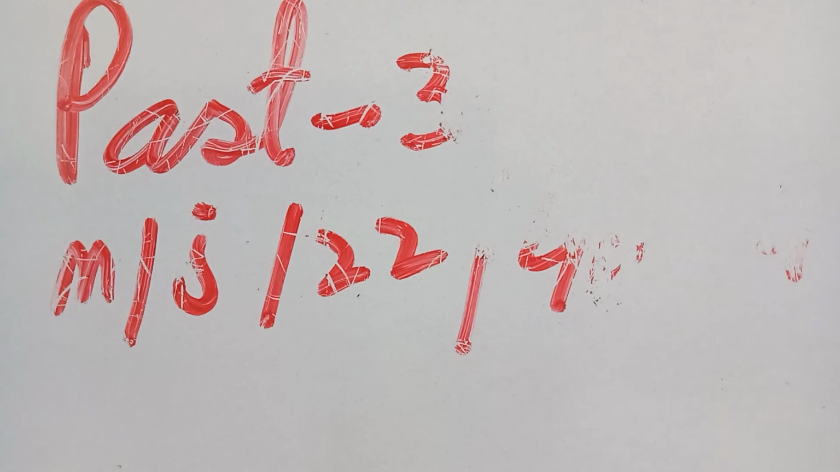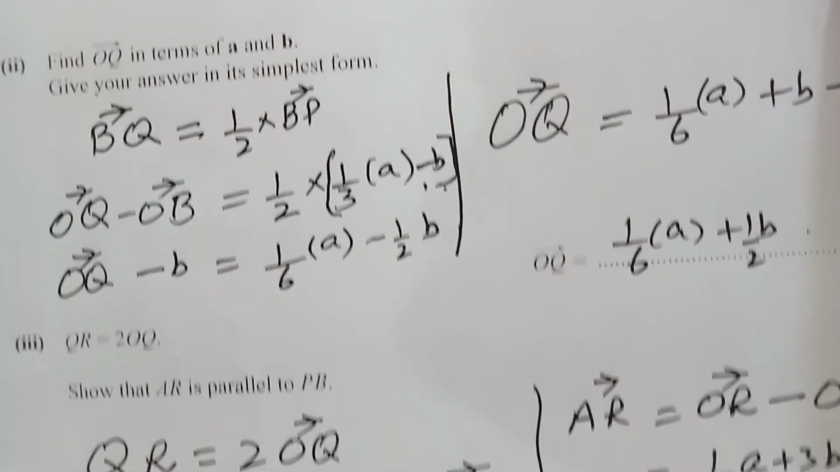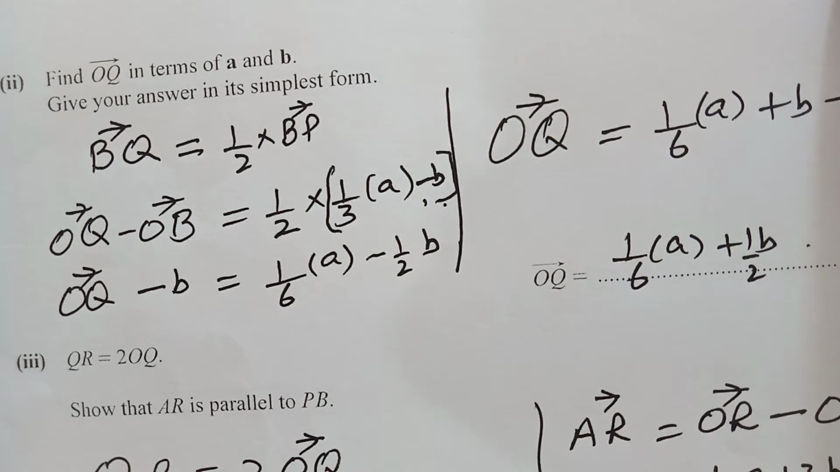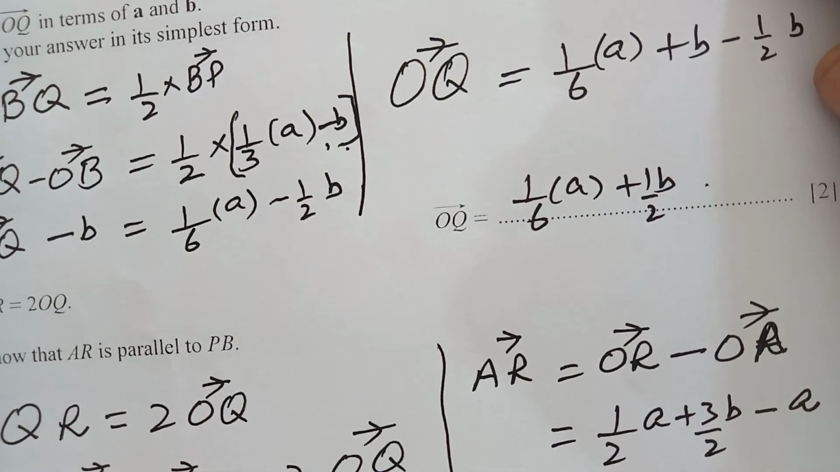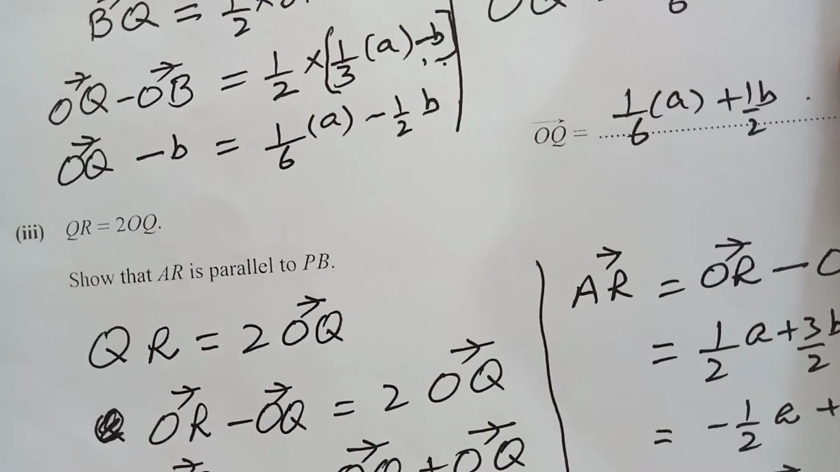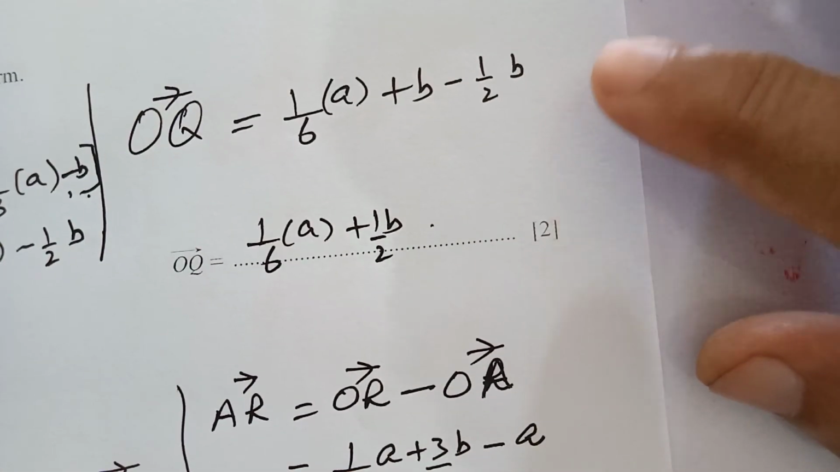Now for the further part of this question, he is asking for the value of OQ. We have BQ is equal to 1/2 BP. This is given in the question. So OQ minus OB is equal to 1/2 of BP, which was negative, so this will be converted into positive. So OQ minus OB is equal to this. By calculation, OQ is equal to 1/6 A plus 1/2 B.